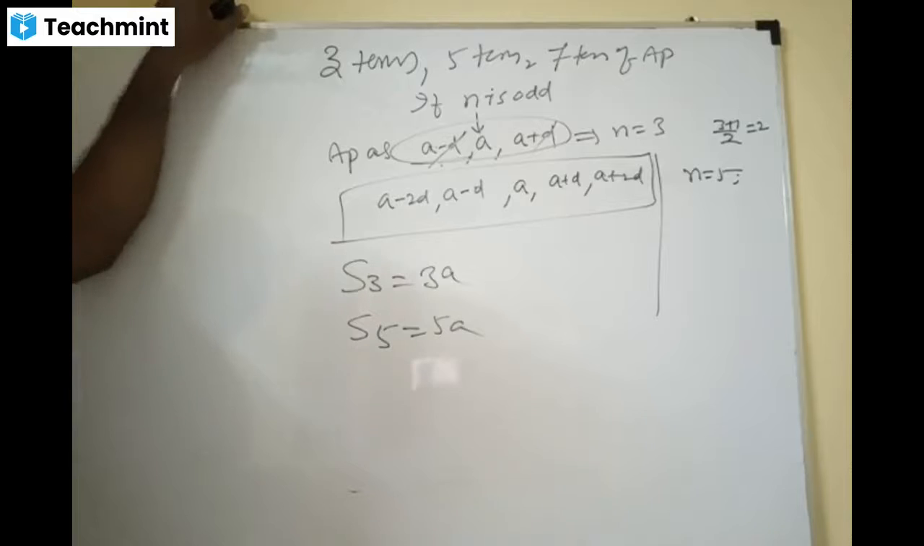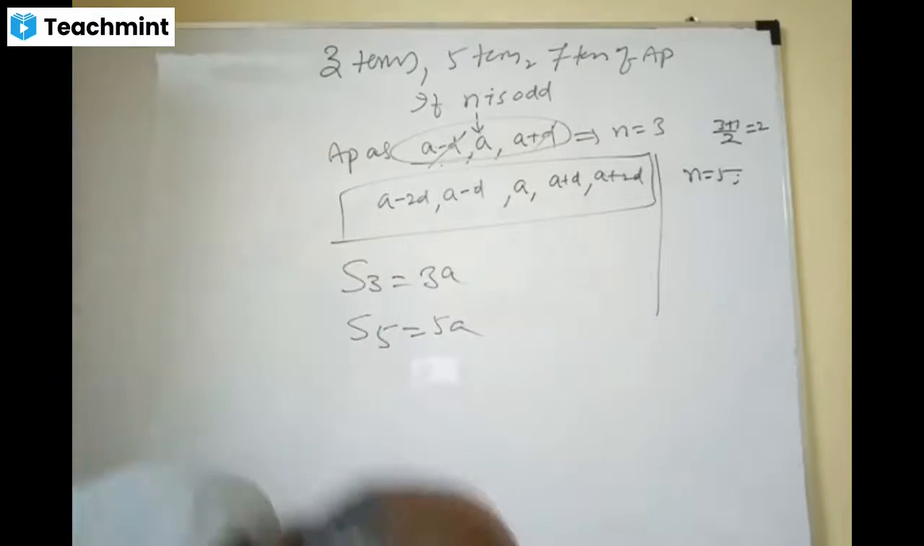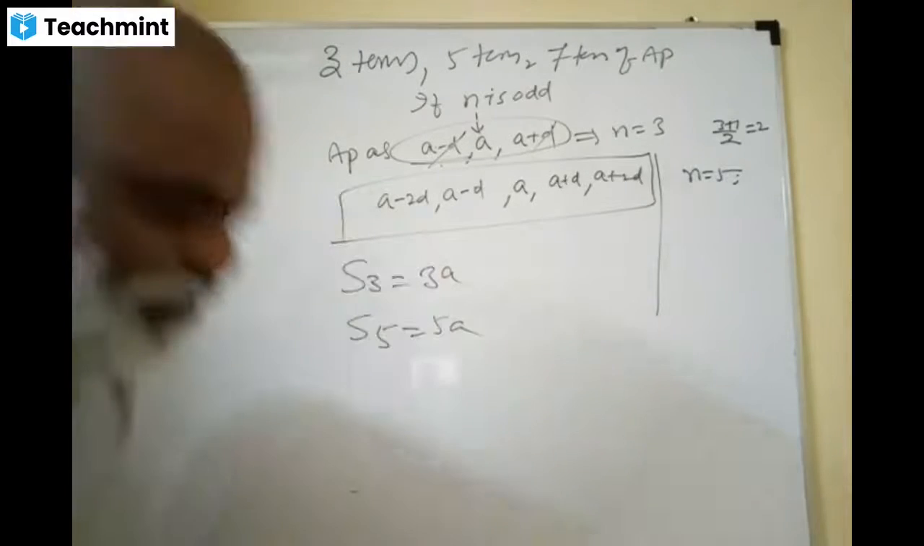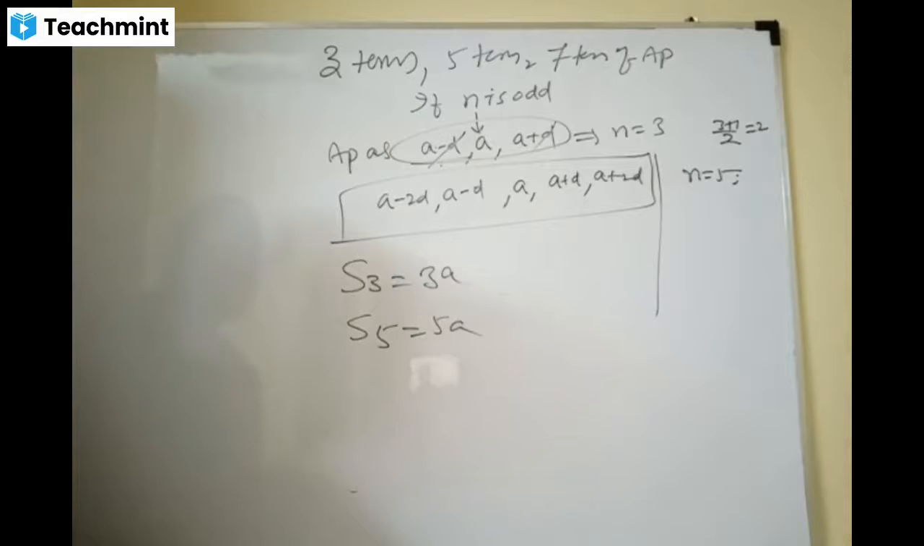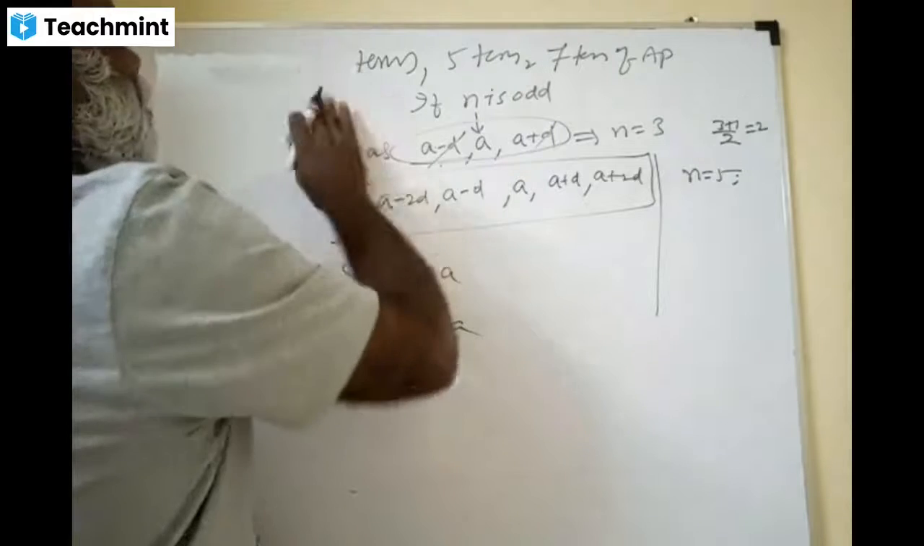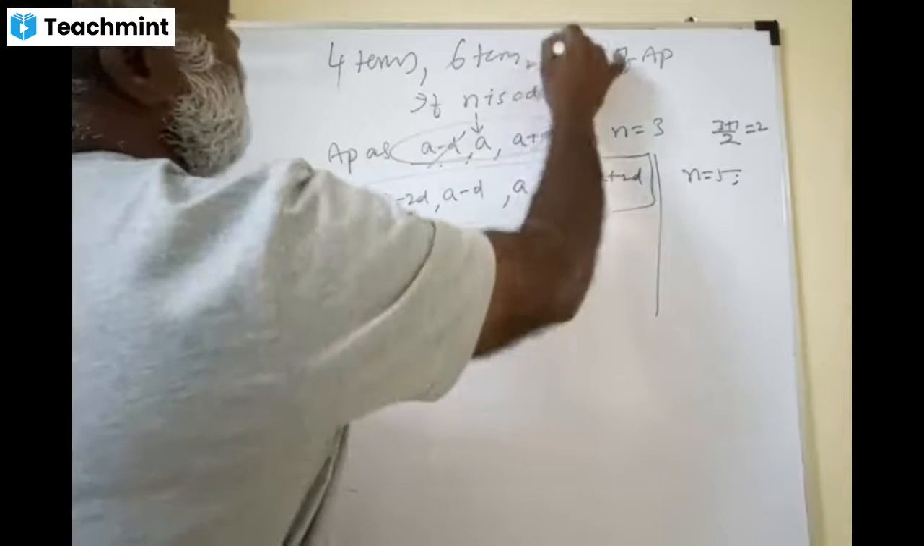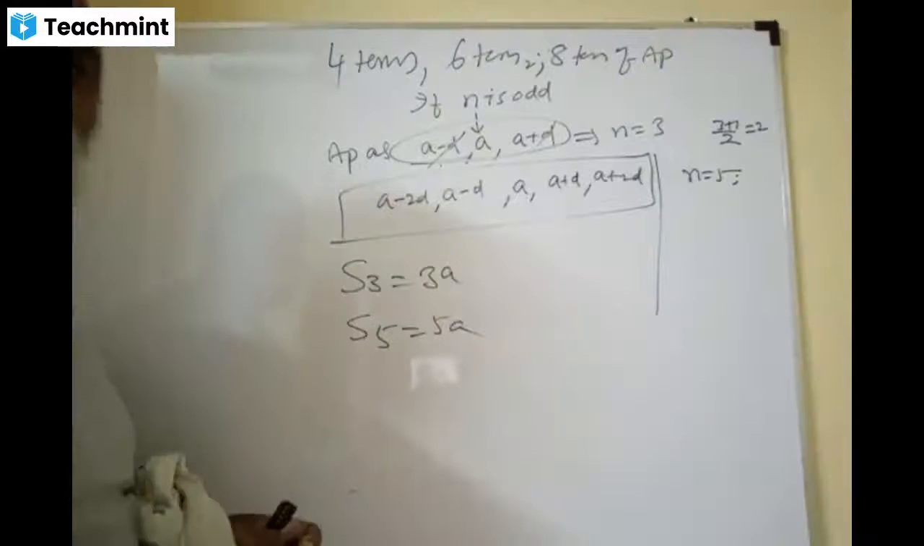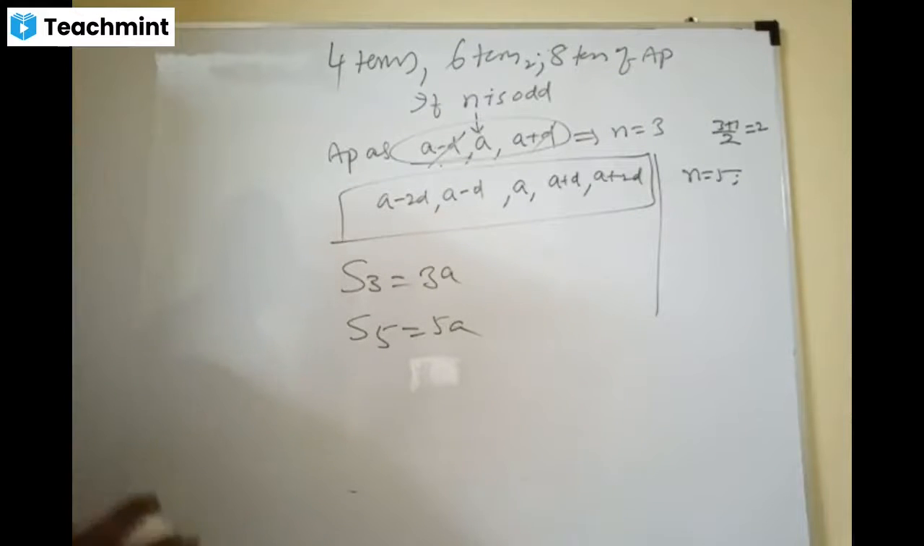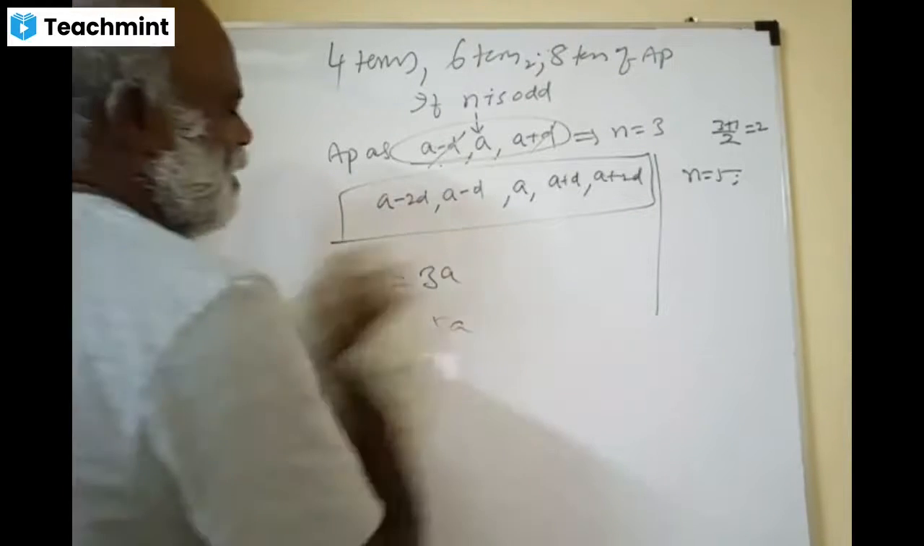Similarly, sir, what about an even number of terms? Okay. If 4 terms are given, 6 terms are given, 8 terms are given, how do you do it? How do you take the terms? Okay, let us see.